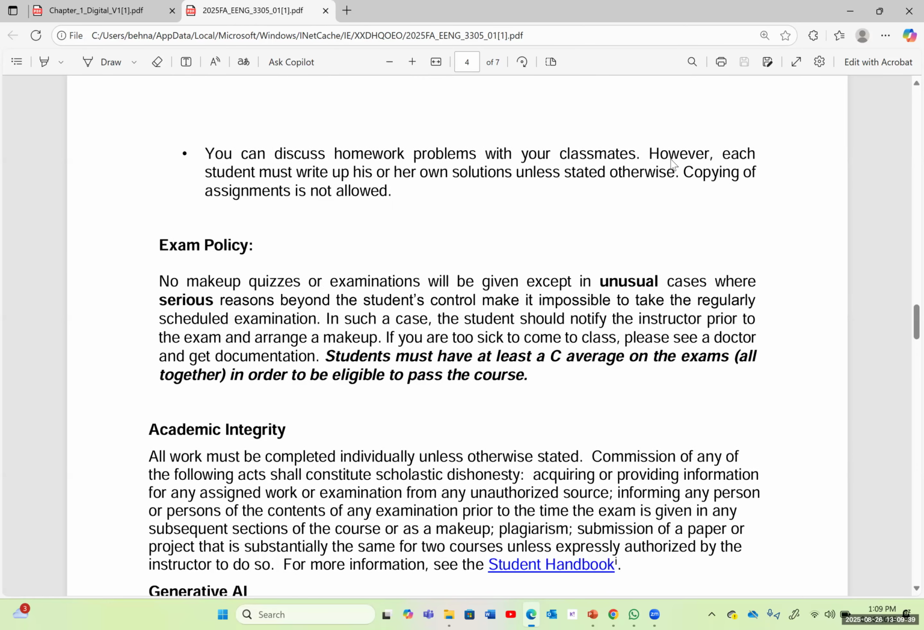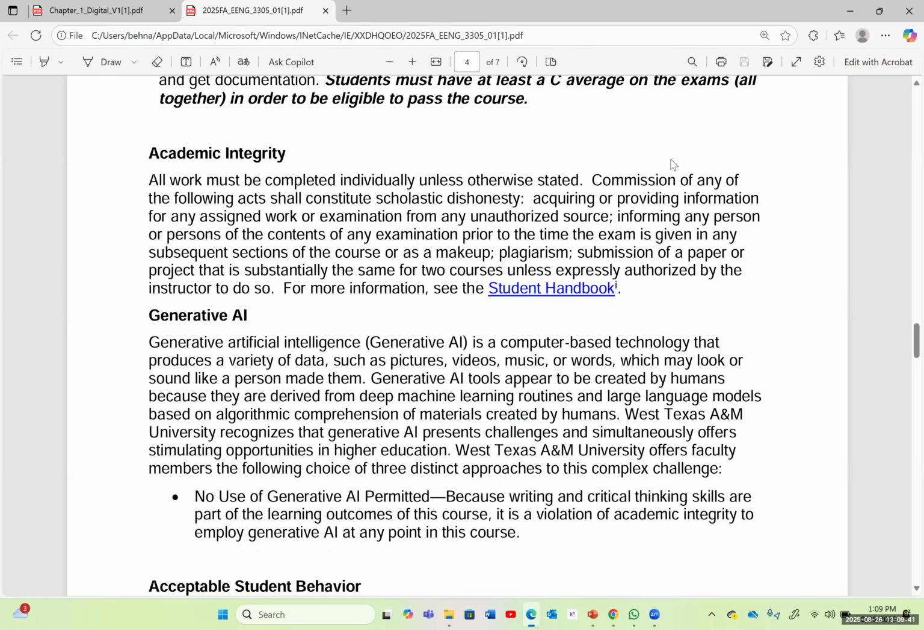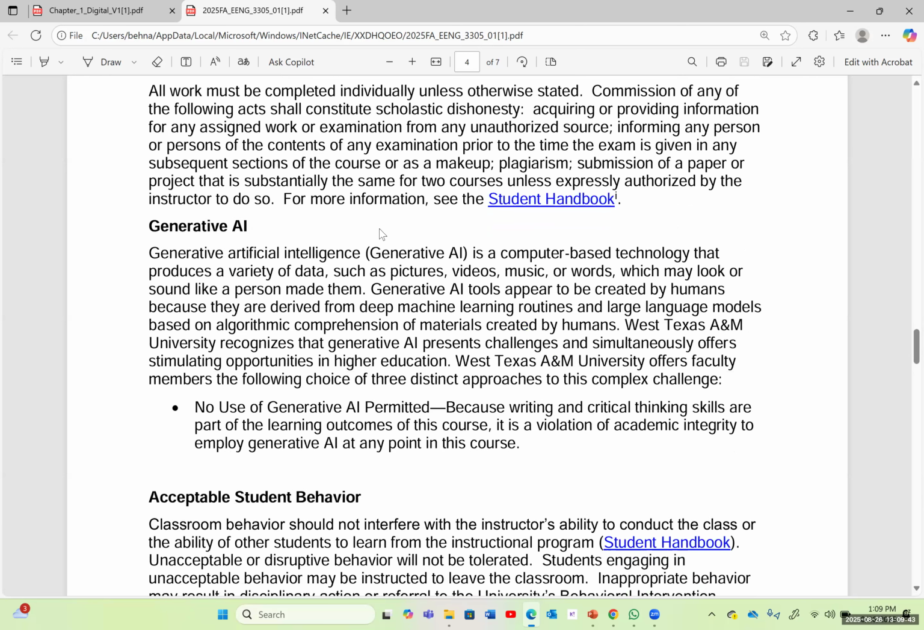And you can read through the policies. Oh, one thing that is important is about the use of generative AI. Using ChatGPT and chatbots and AI is strictly prohibited.